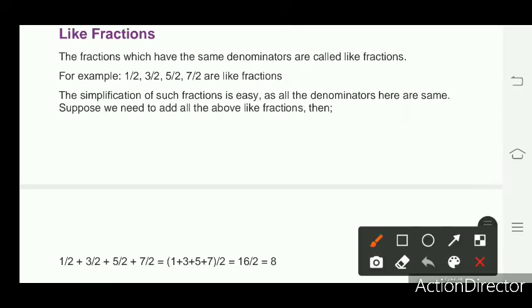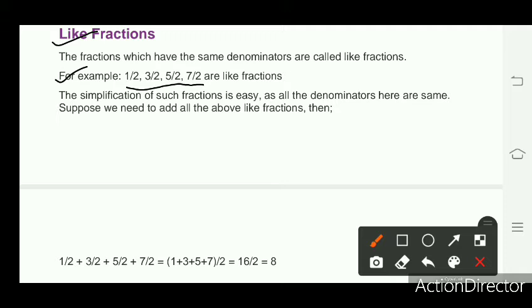Now students, here we will discuss like and unlike fractions. What are like fractions? The fractions which have the same denominators are called like fractions. For example, 1/2, 3/2, 5/2, 7/2 are like fractions. Why are these all like fractions? Because these all have the same denominator, and what is the denominator in all these fractions? 2, right? So the simplification of such fractions is easy, as all the denominators here are the same.